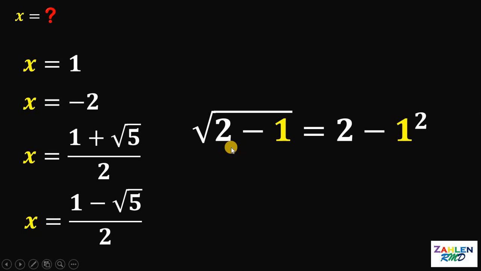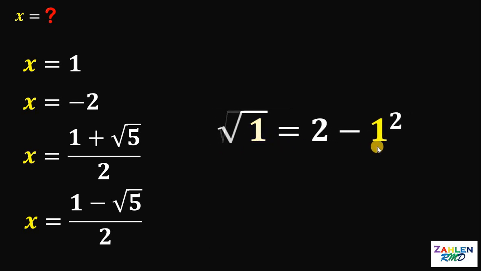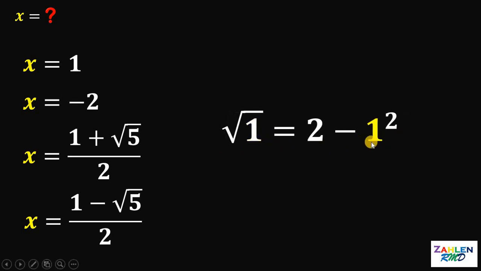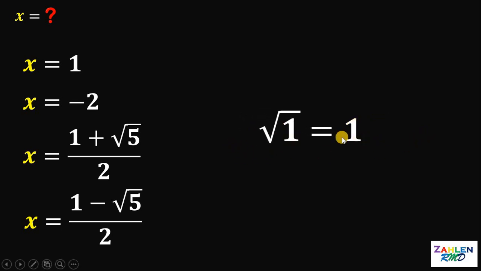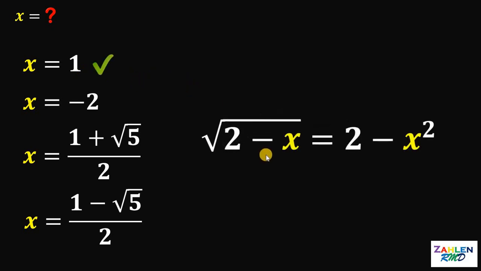Now, let's simplify. 2 minus 1 is just 1. 1 squared is just 1, so (2 minus 1) squared is also 1. And as you can see, the square root of 1 is just 1. Therefore, x equals 1 is definitely a solution to our equation.